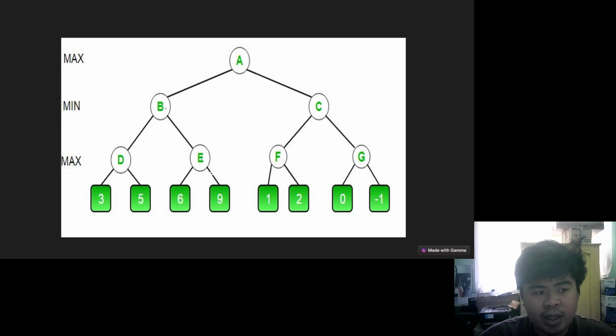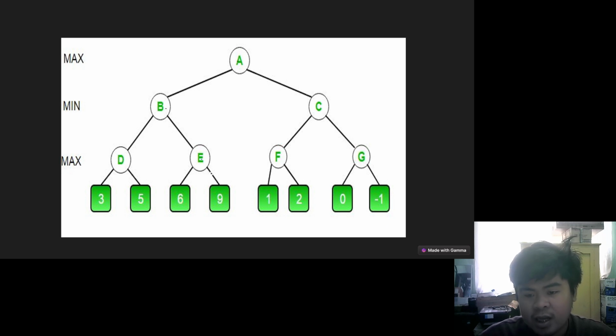So here is the example. The initial call starts from A. The value of alpha here is negative infinity and the value of beta is positive infinity. These values are passed down to subsequent nodes in the tree. At A, the maximizer must choose the max of B and C. So A calls B first. At B, the minimizer must choose the minimum of D and E, and hence calls D first.